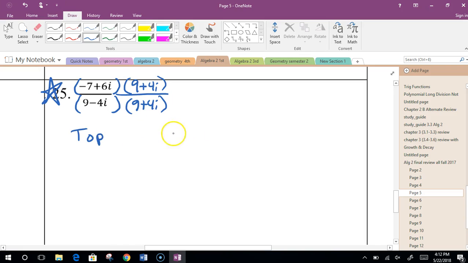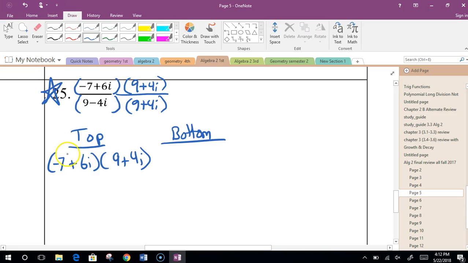So the way that I taught my students to deal with this is to deal with the top and the bottom separately. The top says to FOIL negative 7 plus 6i times 9 plus 4i. So we FOIL. Negative 7 times 9 is negative 63. Negative 7 times 4i is minus 28i. 6i times 9 is a positive 54i. And 6i times 4i is a positive 24i squared.